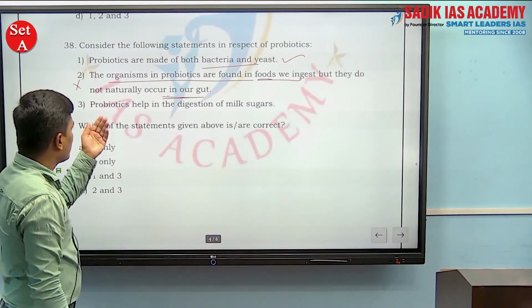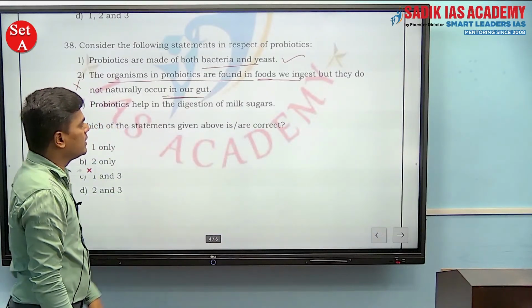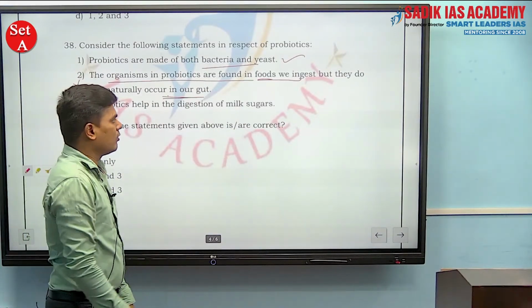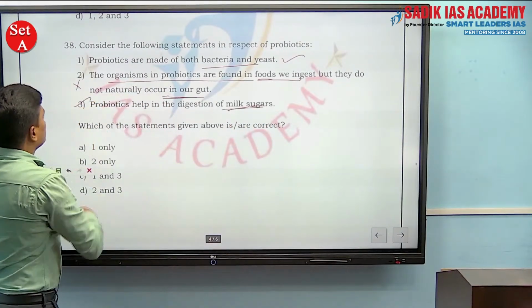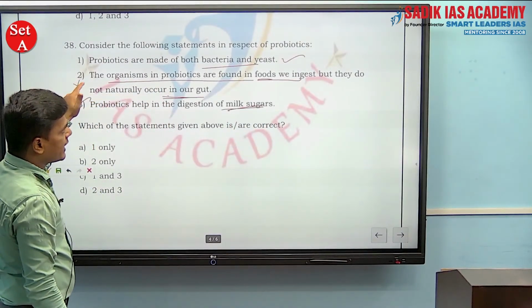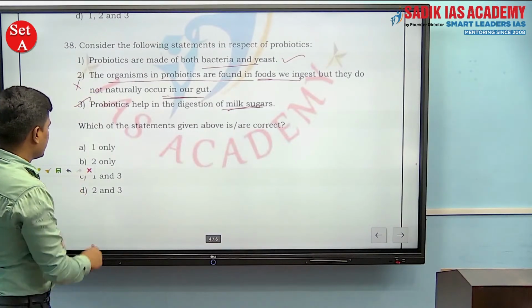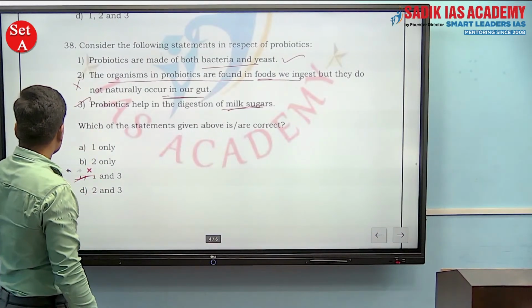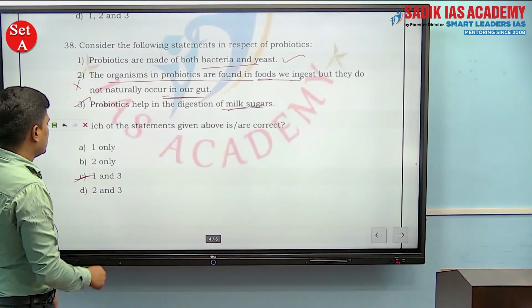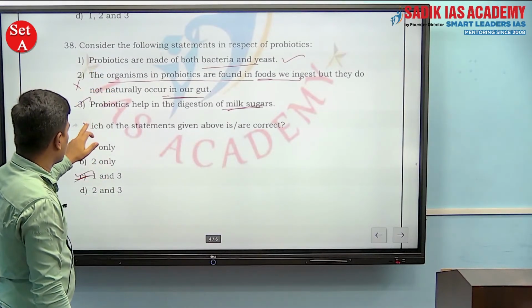Next, probiotics help in the digestion of milk sugars. Yes, they help in the digestion of food items and also sugar items, so this is a correct statement. Which means the second statement is wrong, and the first and third statements are correct. So option C is the correct one for this question.